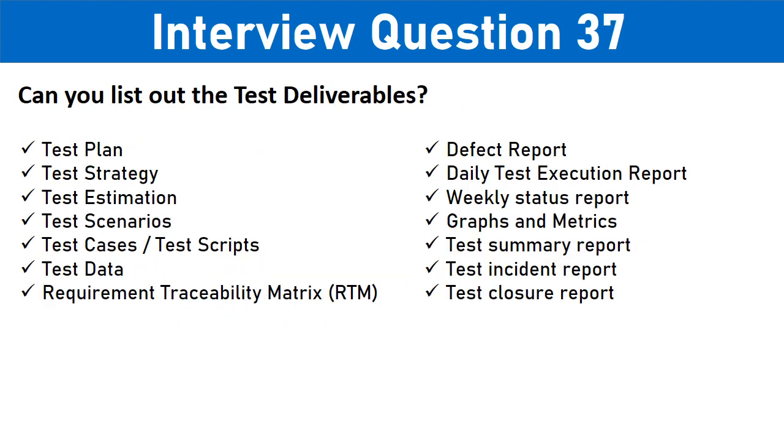Next question is, can you list out the test deliverables? Testers must know the main deliverables. Main deliverables for testing are test plan, test strategy, test estimation, test scenarios, test cases or test scripts, test data, requirement traceability matrix, defect report, daily test execution report, weekly status report, graphs and metrics, test summary report, test incident report, and finally test closure report.